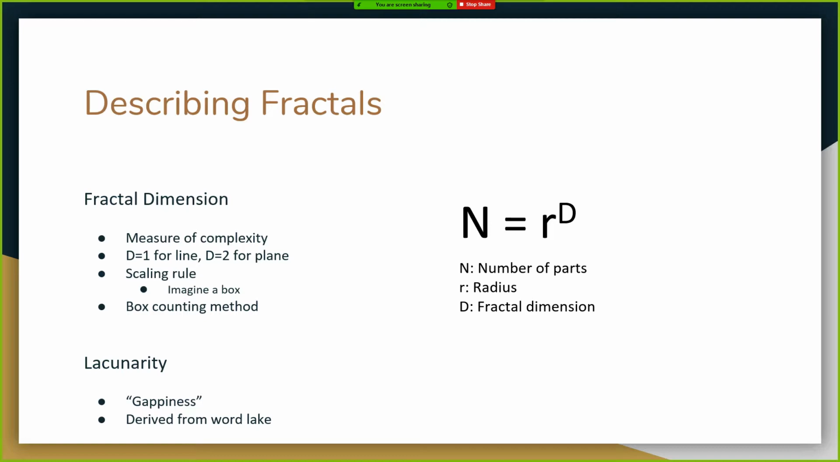So fractal dimension for a line would be 1. It's not very complex, and it's one-dimensional, and it would equal 2 for a plane. Twice the dimensions, twice the complexity.